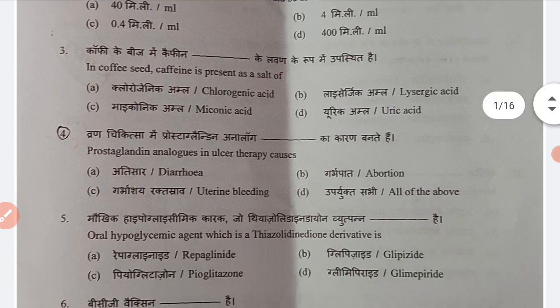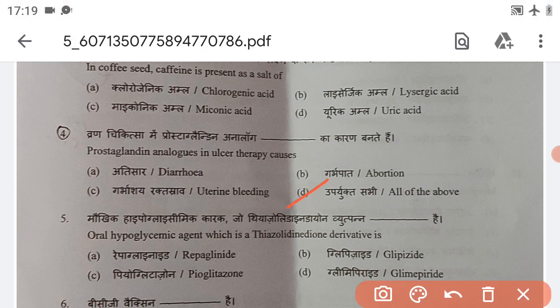Next, prostaglandin analog in ulcer therapy causes. An example of a prostaglandin analog is misoprostol, and when used in ulcer therapy it causes many side effects, mainly abortion and others. So the right answer is all of the above.